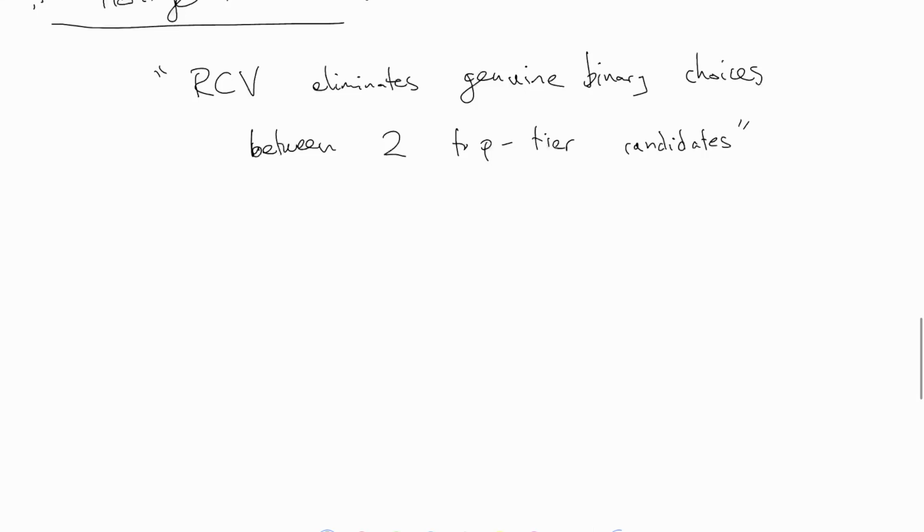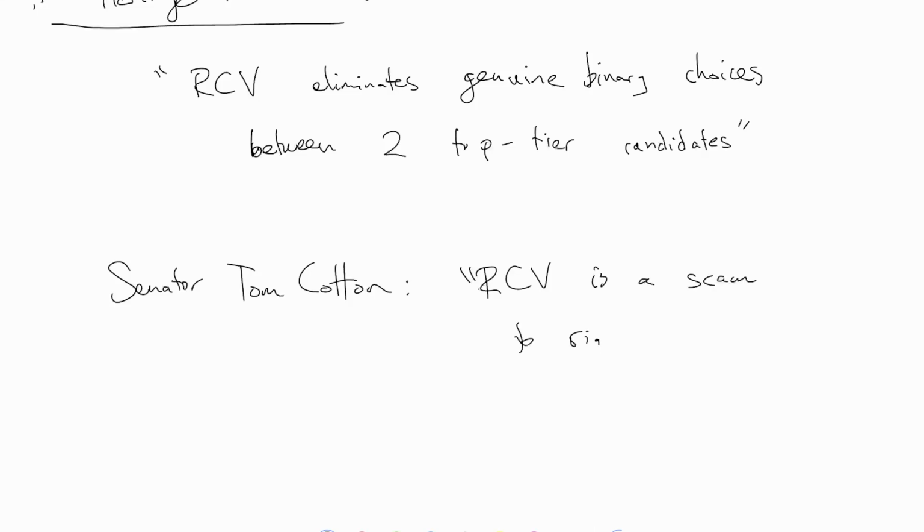We got a few more minutes. There was a statement I saw on the Twitter, back when it was still called the Twitter. This was a statement from Senator Tom Cotton, who is a Republican. He's kind of a Trump fan. He said, ranked choice voting is a scam to rig elections.